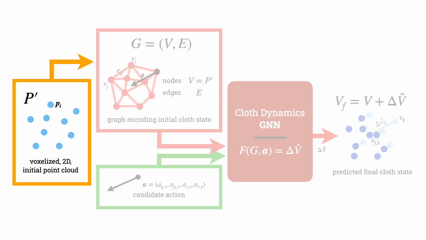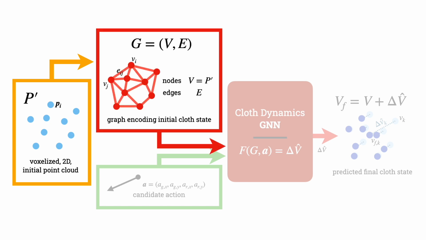Our graph-based dynamics model inputs graphs that are composed from a voxelized 2D point cloud of an initial blanket state. The input graph has nodes that encode the 2D position of a point in a voxelized point cloud and edges that are formed between neighboring nodes. A candidate action that manipulates the cloth is represented as a global vector of the graph. We represent actions as 2D grasp and release points that the robot moves between linearly.